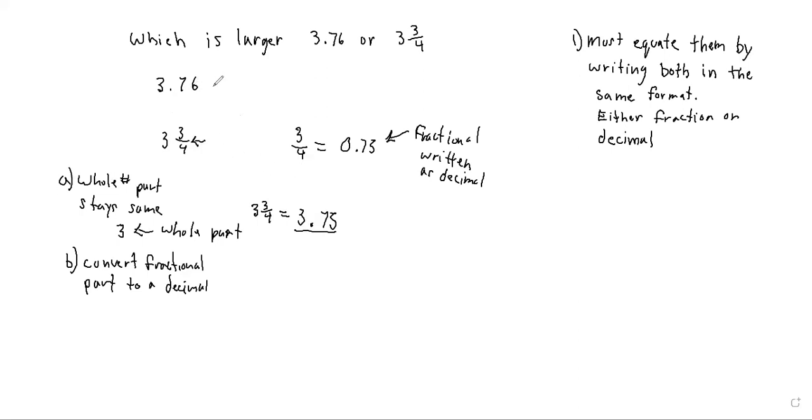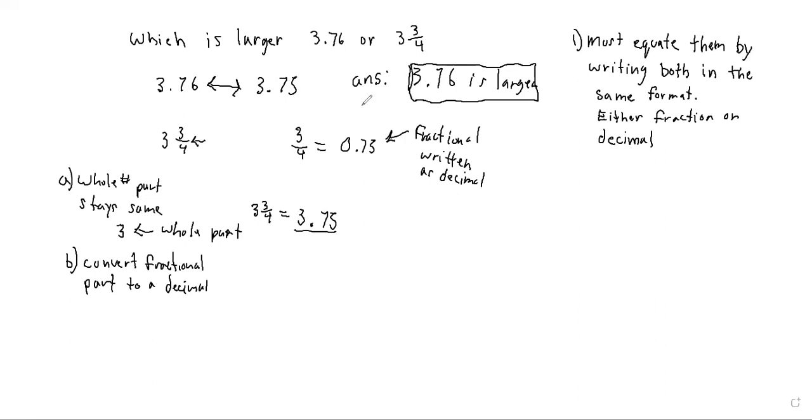Now we can compare our 3.75, 3 3/4, to the original number 3.76. When we compare the two, we see which is larger, right? Which is larger, 3.76 or 3.75? Obviously, 3.76 is larger. So our answer is 3.76 is larger. All right.